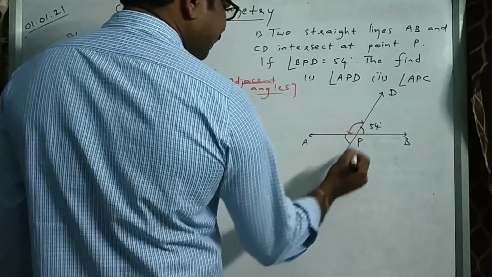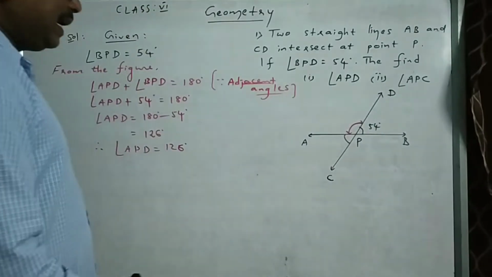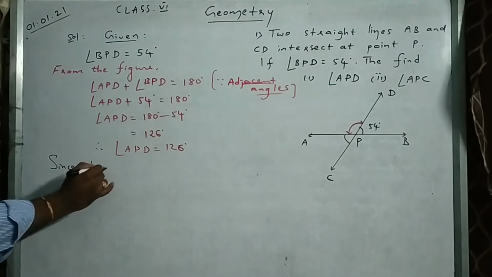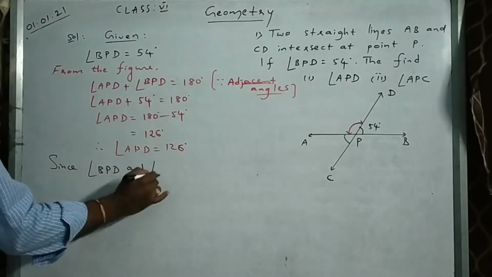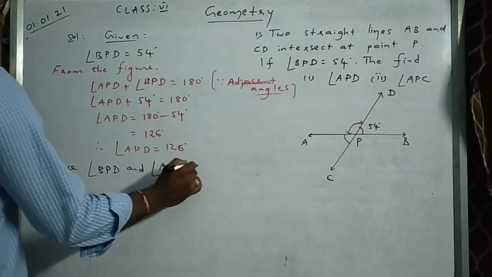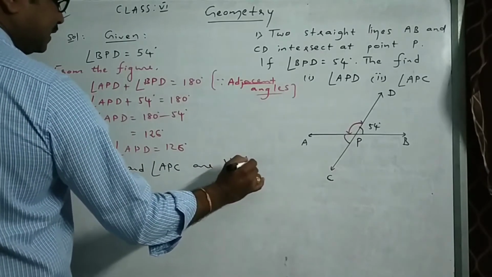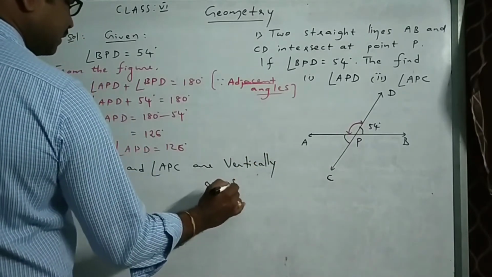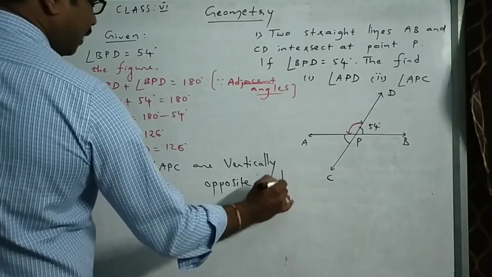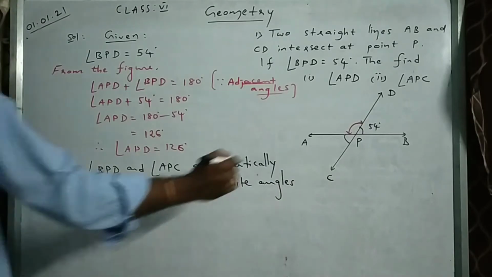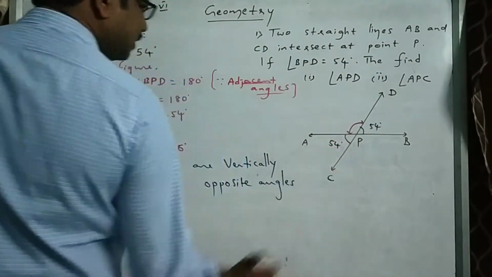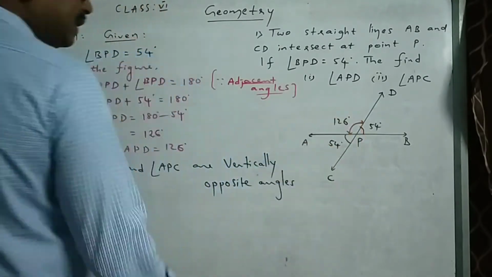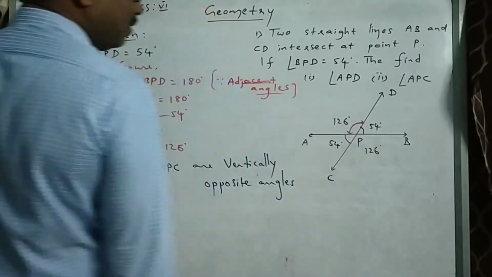Also we have to find angle APC. How do you find angle APC? Since angle BPD and APC are vertically opposite angles, just in the previous class I told you, vertically opposite angles have equal measures. If this is 54, then automatically this is also 54. This is 126, and if this is 126, automatically this also 126.